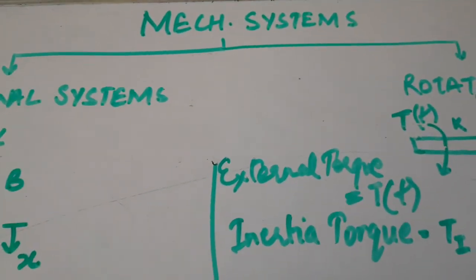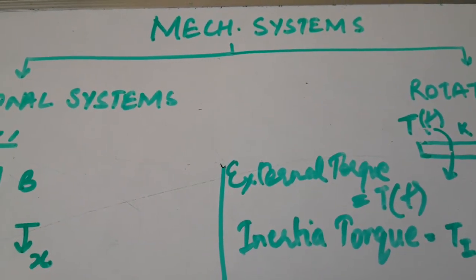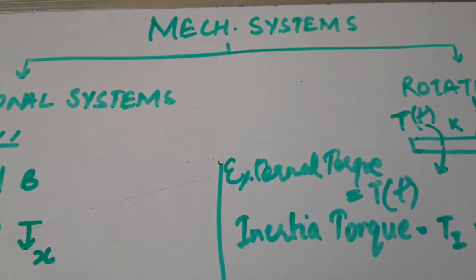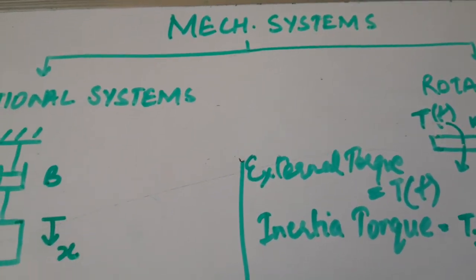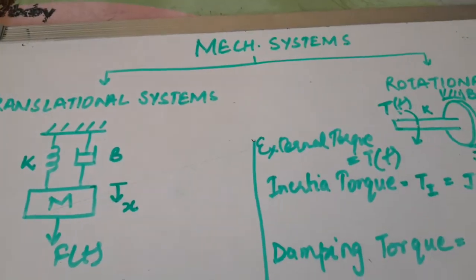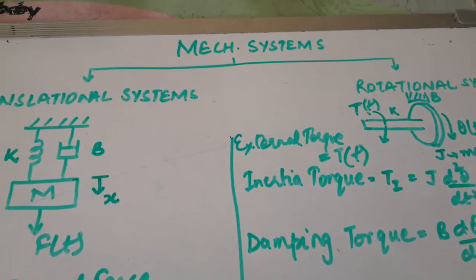So students, today we will be discussing the mechanical systems and the types of analogous systems. Basically, mechanical systems are classified into two types. One is translational systems and the second is rotational systems.